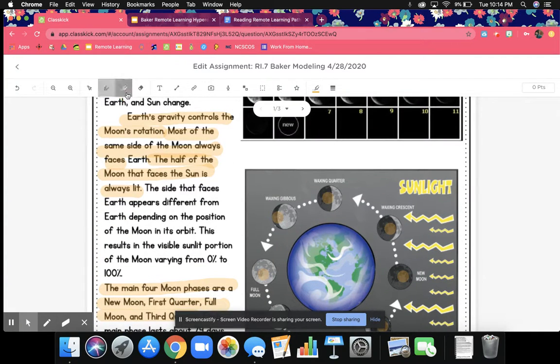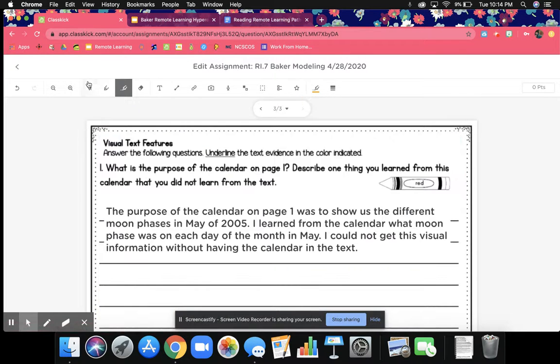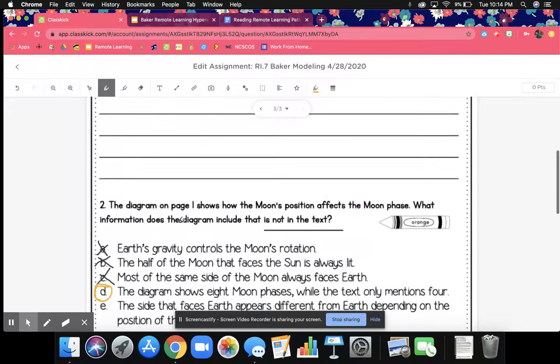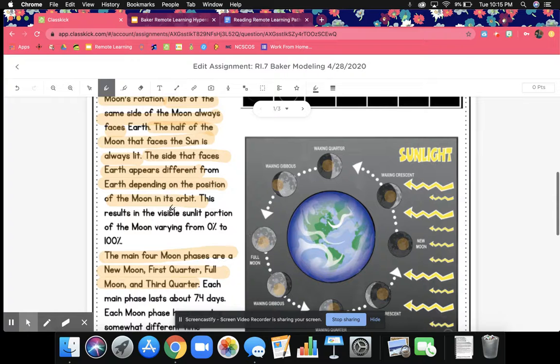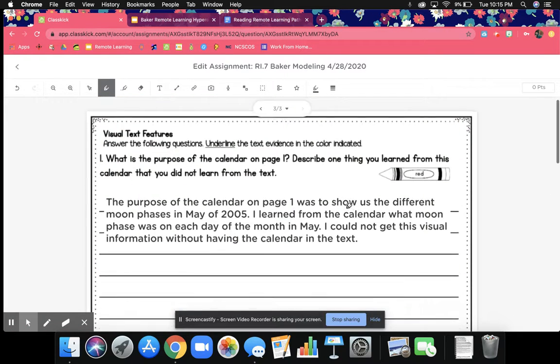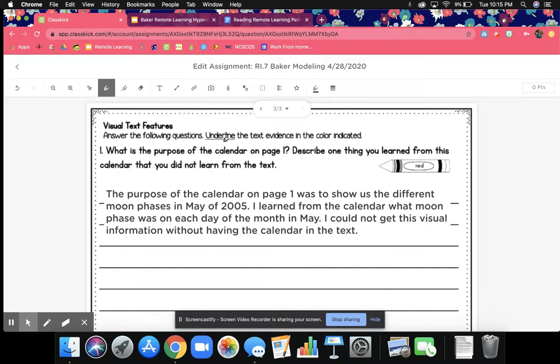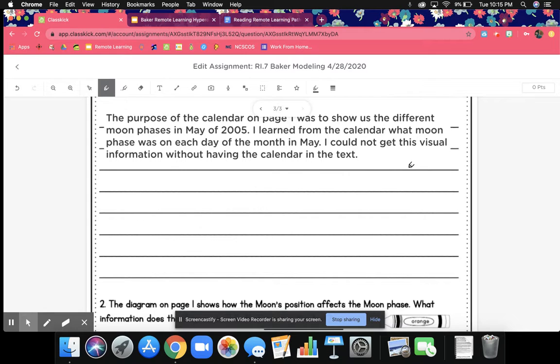And then again, we see that right here. So that is in the text. So we know we can go back and make sure that we X'd that out. All right, so not only did I find my answer, but I also highlighted and found my text evidence. You have to answer, underline in the color that it says. If you do not, you will not get the best grade you possibly could.